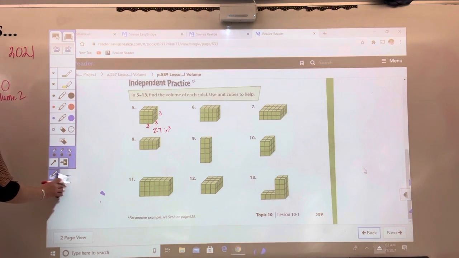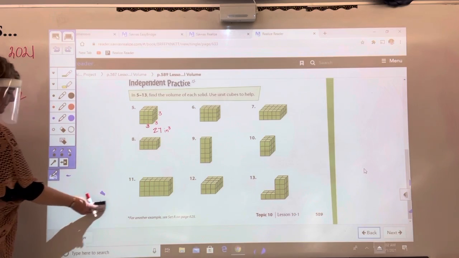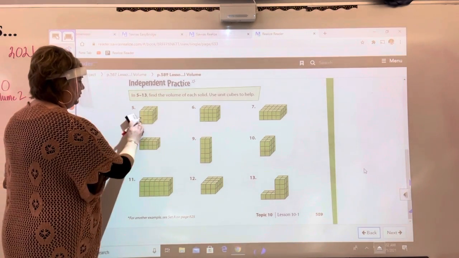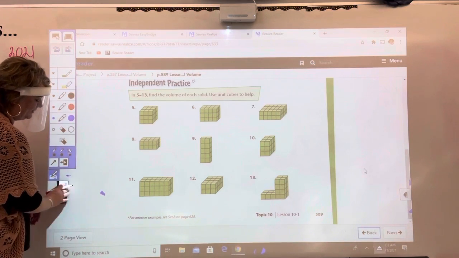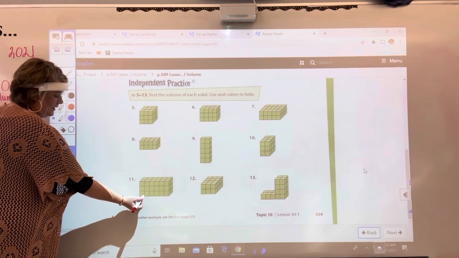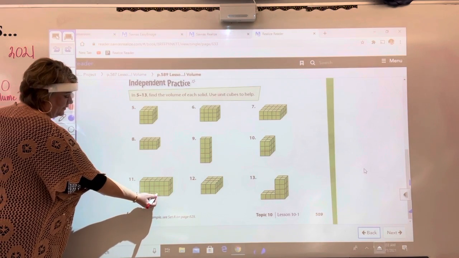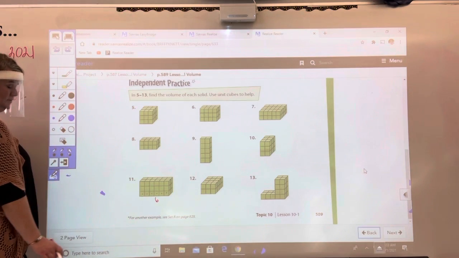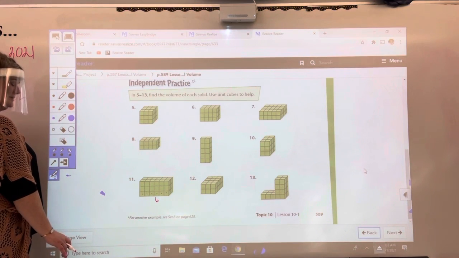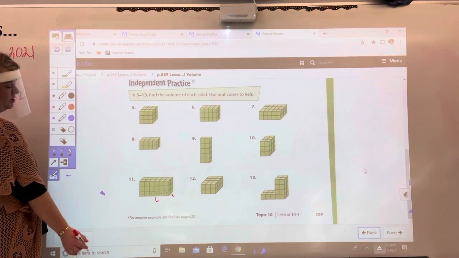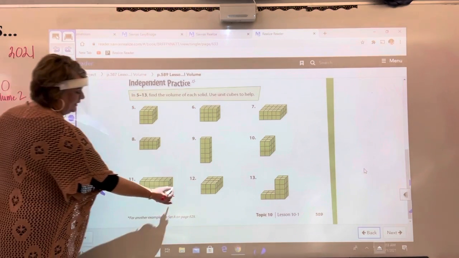Okay, Kaden, last one. What do you want to do? Number 11. Well, on the bottom, let's count with Kaden and figure out how long it is. Put dots in these boxes. 1, 2, 3, 4, 5, 6. That's how long it is. Kaden, how wide is this? 2. Jake Lee, how tall is this? 3.